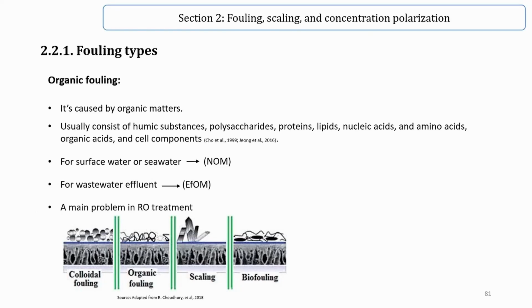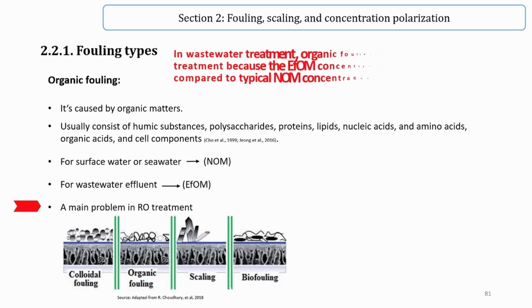Organic fouling. Organic fouling is the combination of deposition, reactions, and interactions of high molecular weight organic molecules such as natural organic matter with the membrane surface. These organic matters usually consist of humic substances, polysaccharides, proteins, lipids, nucleic acids, amino acids, organic acids, and cell components. For surface water or seawater, natural organic matter is often used, while for wastewater, effluent organic matter is often adopted.